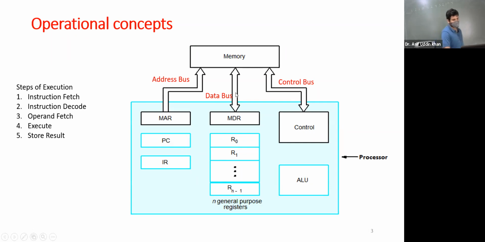And whenever data comes from memory, it comes to MDR first. Then from MDR, it will go to the general purpose register or to the ALU. This way, the execution of an instruction is done. So these are the steps. First, the instruction is fetched.